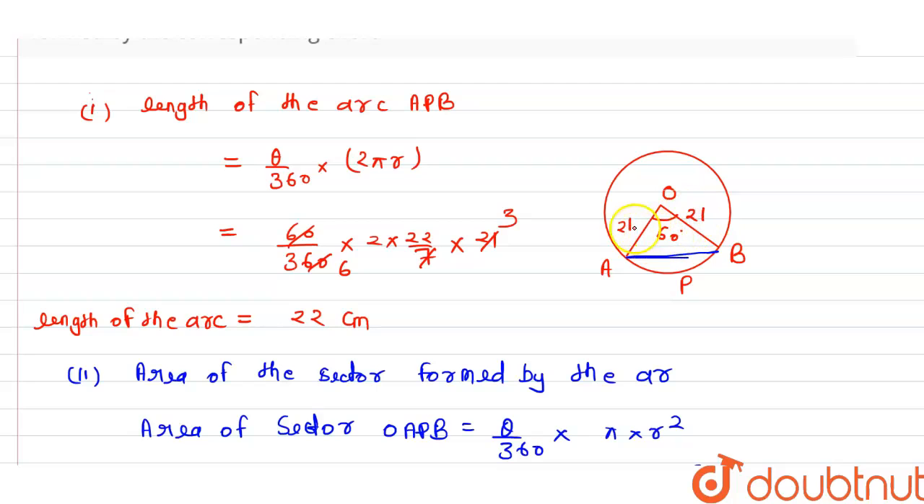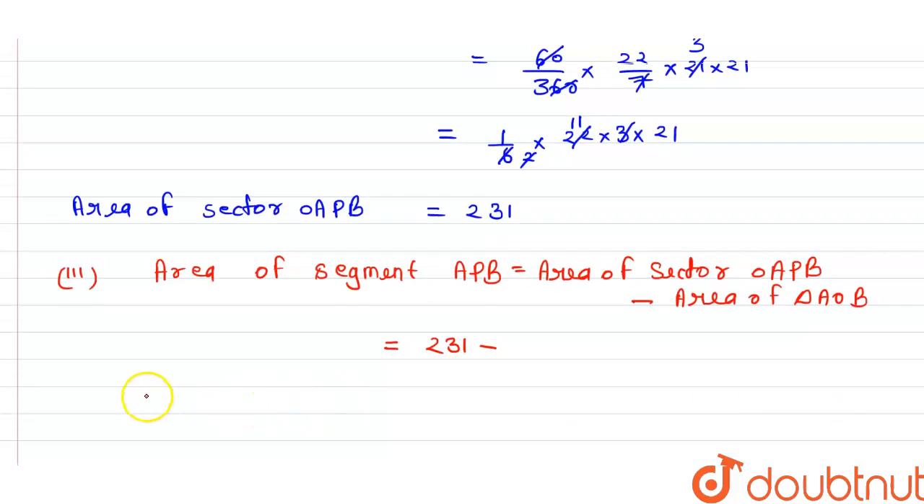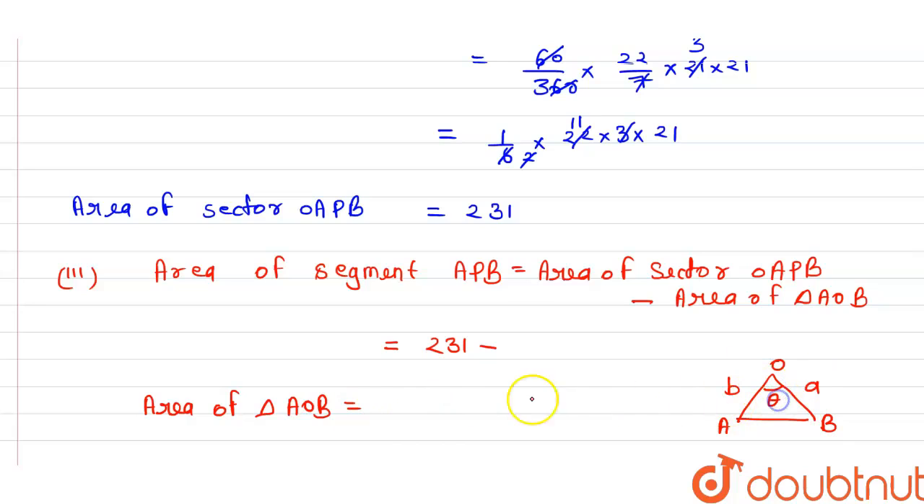When we are given the two adjacent sides of the triangle and the angle between the two sides, we apply the formula to find the area of triangle AOB. Let's suppose this is a triangle OAB, with sides B and A and angle theta. So the area is 1/2 B into A into the sine of the angle between the sides, sine theta. So we apply this formula.